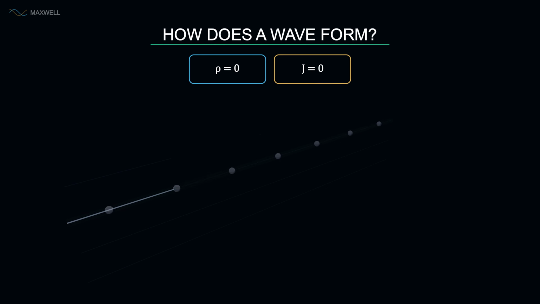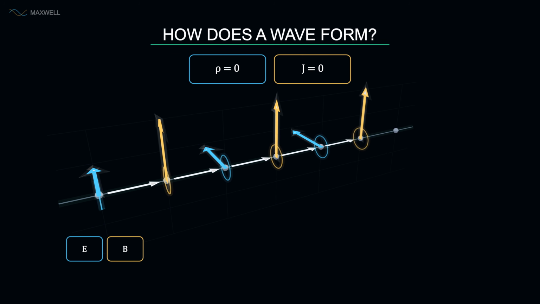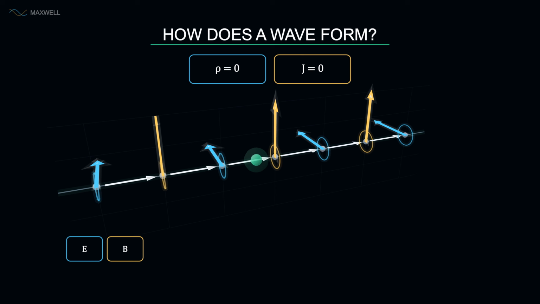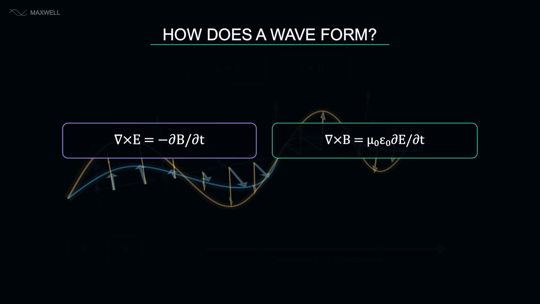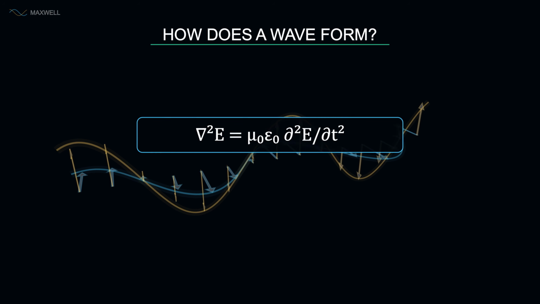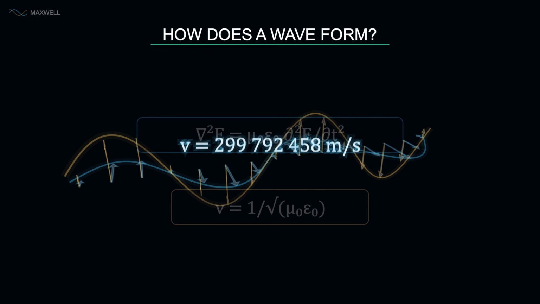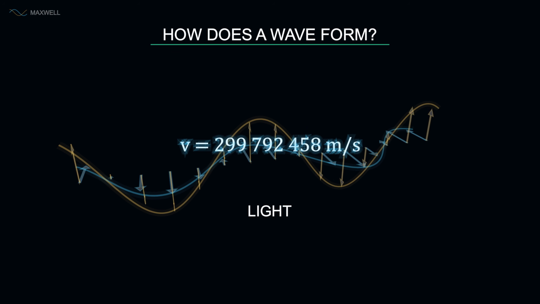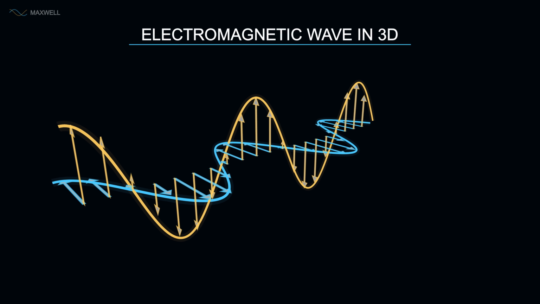Now remove all charges and currents. Strangely, something remains. A changing electric field creates magnetism. Changing magnetism creates a new electric field slightly farther away. Each change triggers the next. The disturbance no longer needs matter to carry it. It can propagate by itself. Combine the two curl equations and this feedback becomes a wave with a speed fixed by empty space itself. So what does this wave actually look like?